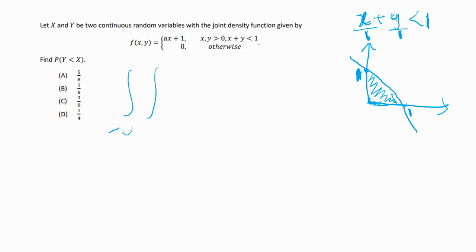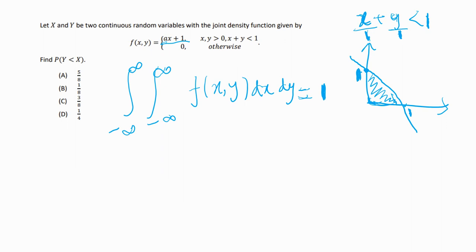So the formula we have is that the integral from minus infinity to infinity, minus infinity to infinity, of f(x,y) dx dy is equal to 1. Okay. So now firstly we have ax plus 1. The variable y is not here, so we can take firstly the y range. We can just do the integration over y and then we can do the x range.